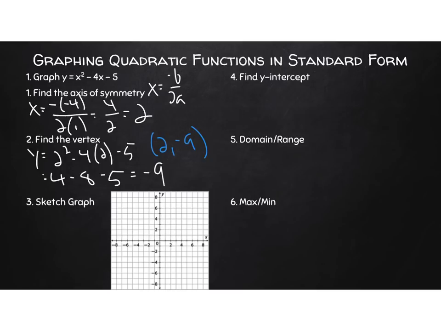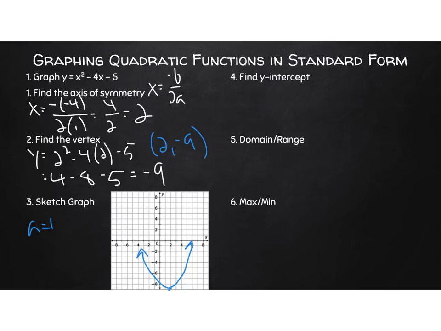So then we want to sketch our graph. I'm going to plot 2, negative 9, which is all the way down here. And then since our a equals 1, we know we open up because it's positive, and our stretch factor is 1, so it's normal. And so we get a graph that looks like that.